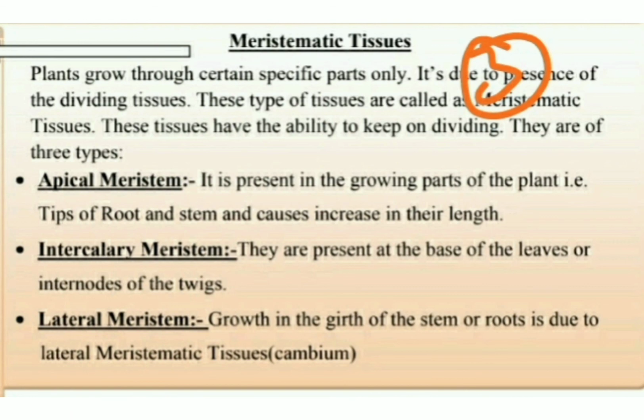And the third answer is the types of meristematic tissues, the tissues which have the ability to keep on dividing, and these are of three types. Apical meristem is present at the growing parts of the plant, that is, the tips of the root and stem, and it causes increase in length. Intercalary is present at the base of the leaves and internodes, and third is lateral meristem.